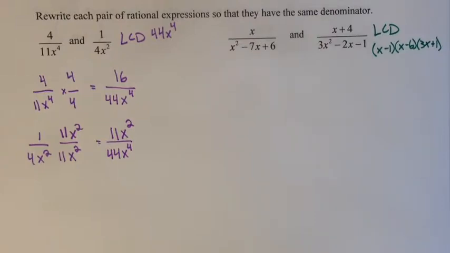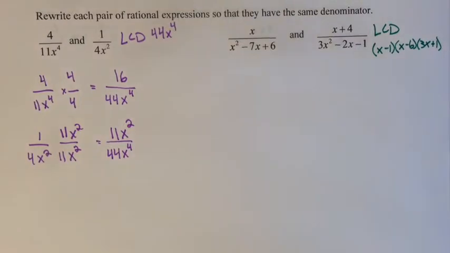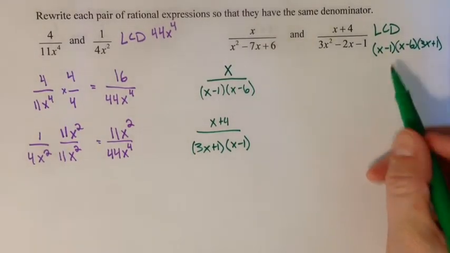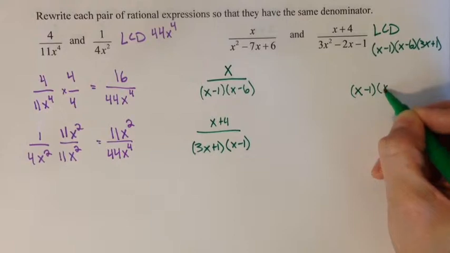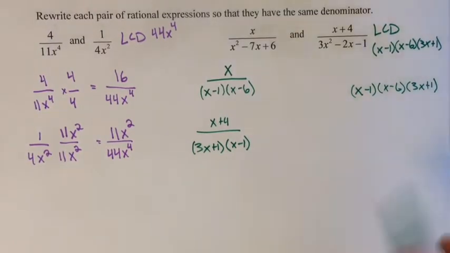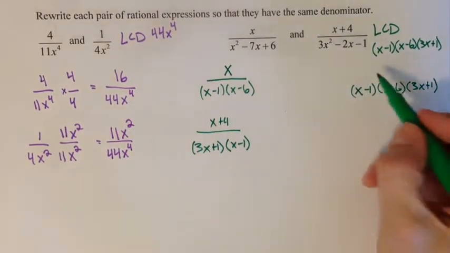It's going to really help us if we've already factored the denominators. So I'm going to go ahead and do that really quick. Remember that we actually did this factoring a little bit earlier. And earlier we also found that the least common denominator was (x minus 1)(x minus 6)(3x plus 1). So again, I'm going to work on building up each of my fractions to have this as the denominator.